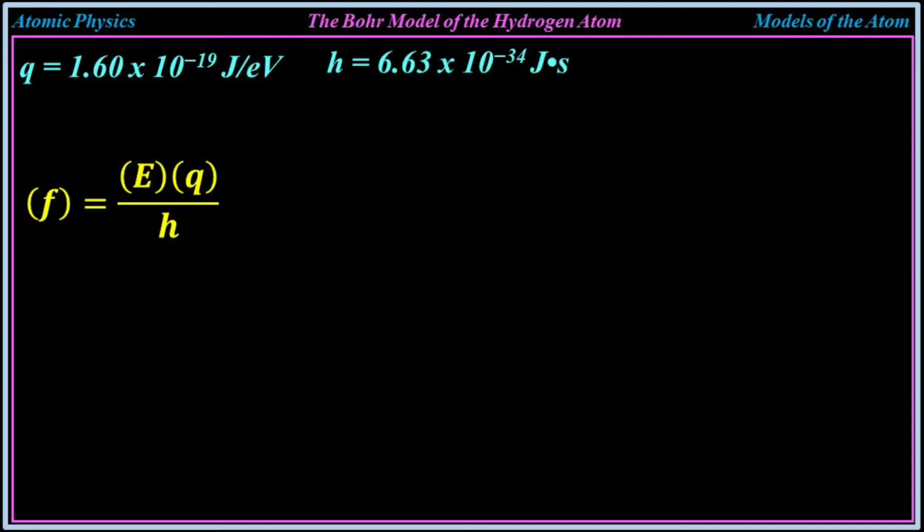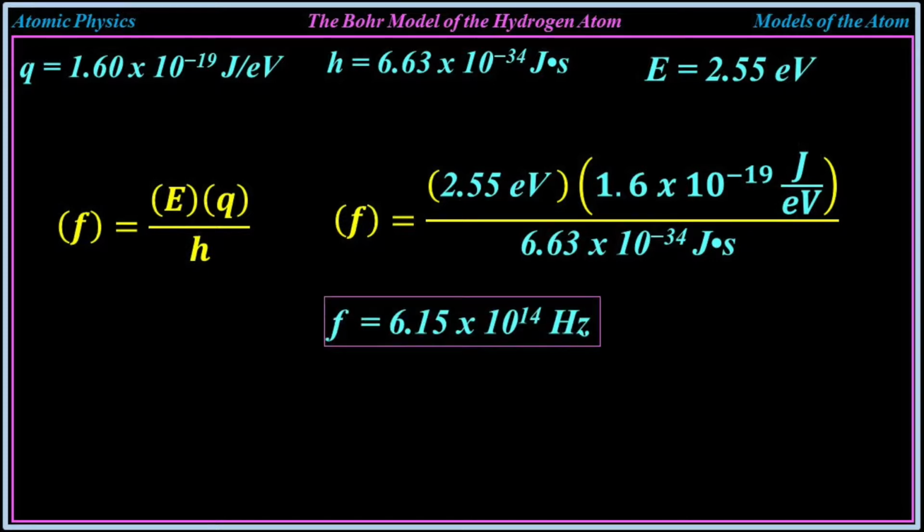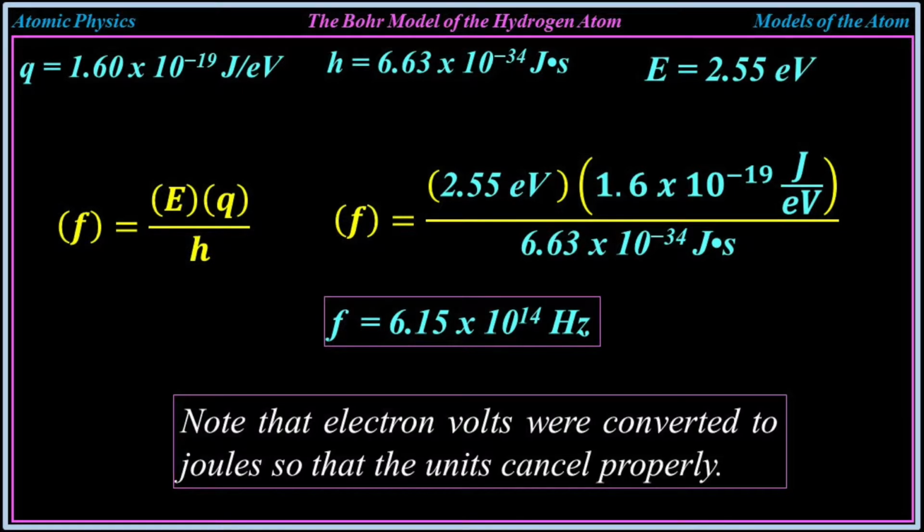Now we want to plug in. Nope, we want to list the givens. Now we're going to plug in. Now we're ready. Those are the values. And the answer is 6.15 times 10 to the 14th hertz. Note that electron volts were converted to joules so that the units cancel properly.